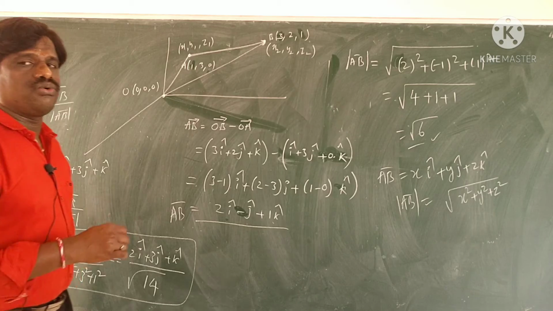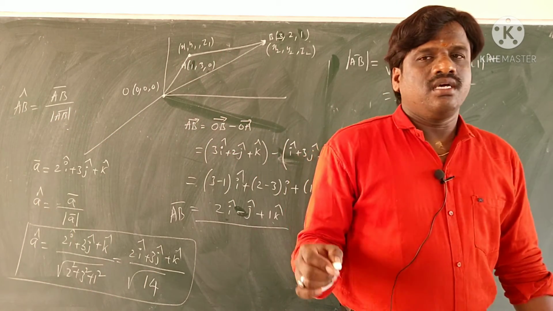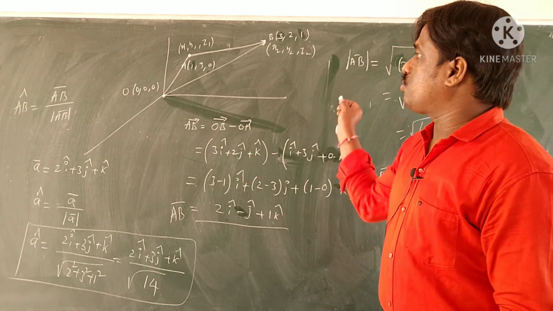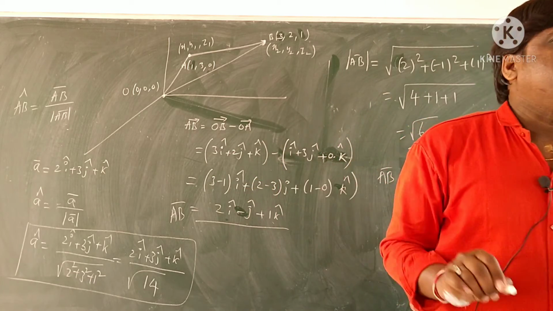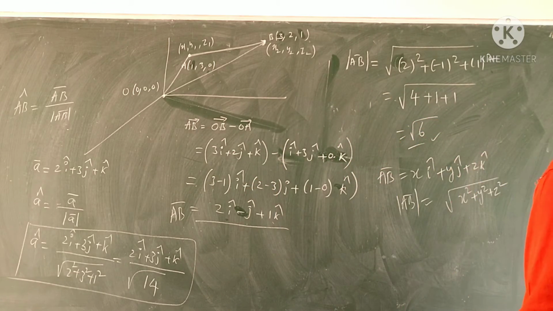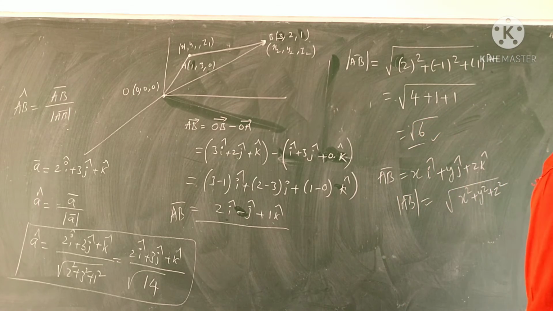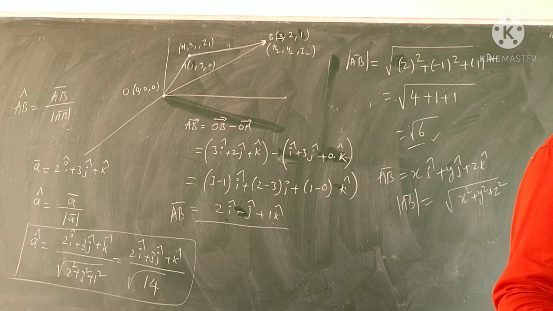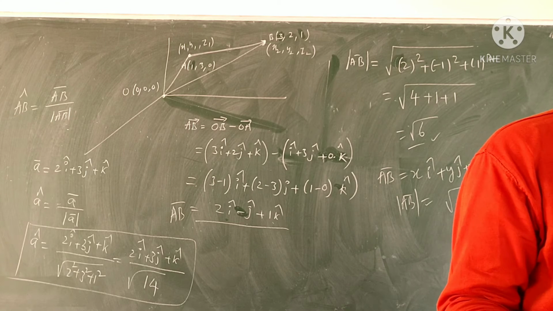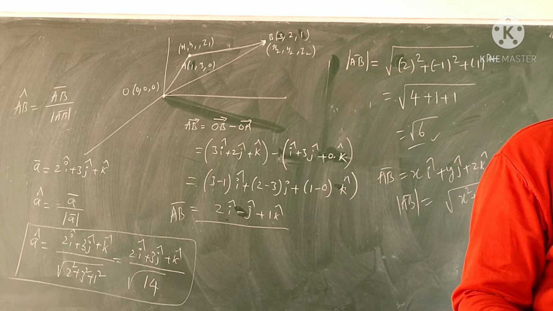If somebody asks you to find a unit vector, you have to do it like that. So the main important points about vectors are how to write a vector, how to find a unit vector, and how to find the magnitude of a vector. This is the basic concept. How to add vectors, how to subtract vectors, and how to find the angle between vectors. These points are very important.